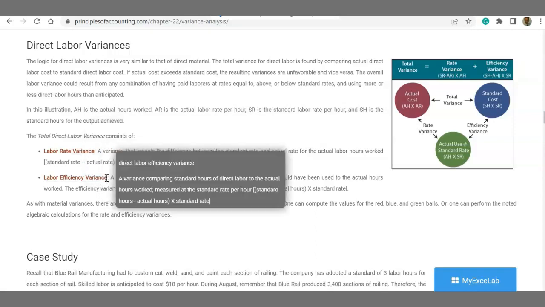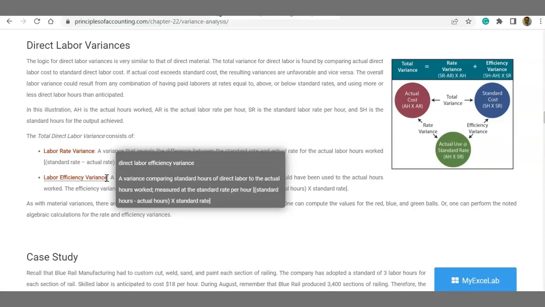How about labor efficiency variance? That's a very important wording, so be careful on that. Labor efficiency variance means how efficiently your labor is working. If they spend less time than standard time and do the job perfectly, then there is a favorable labor efficiency variance. It's a variance comparing standard hours of direct labor to the actual hours worked, measured at the standard rate per hour, which is standard hours minus actual hours times standard rate.